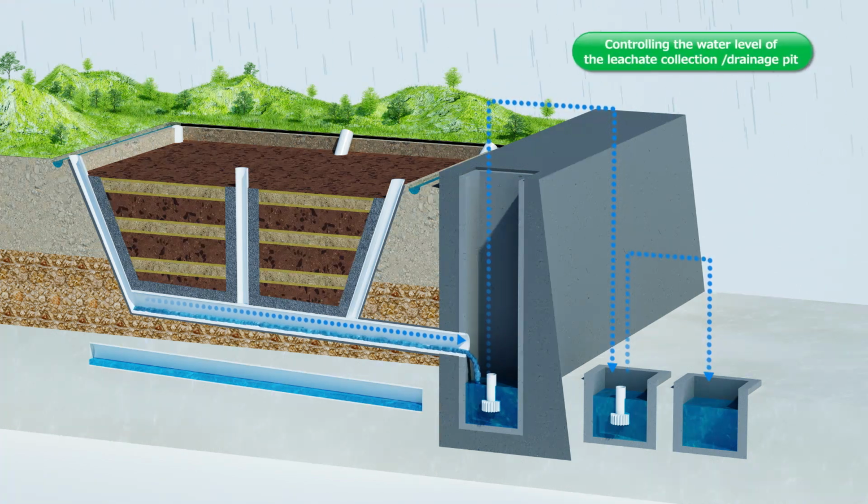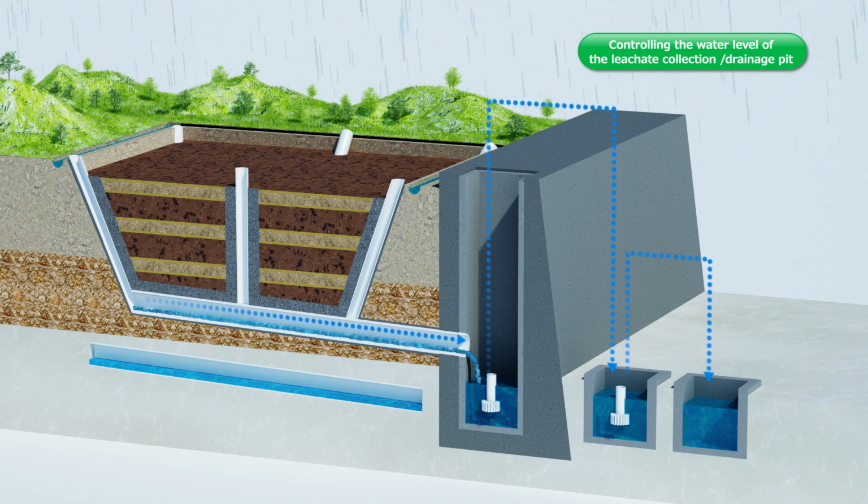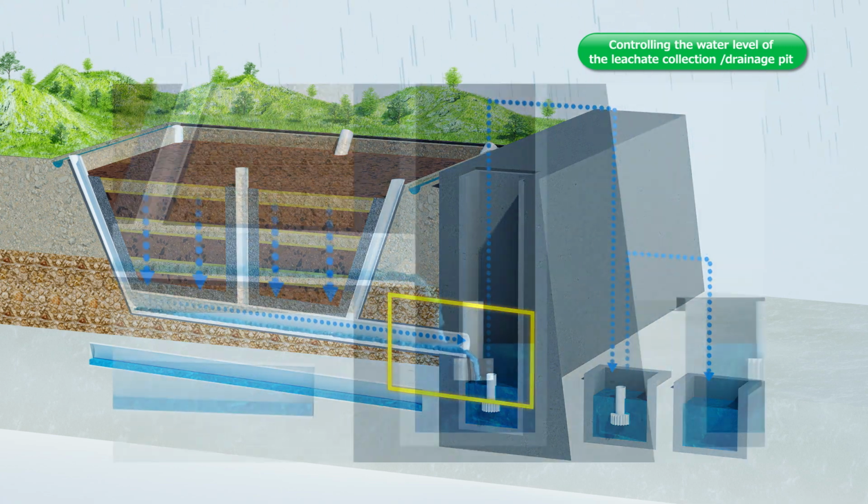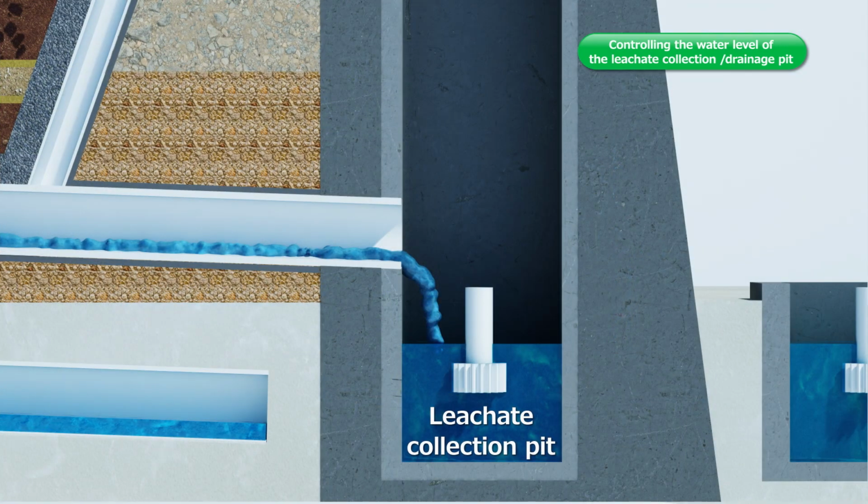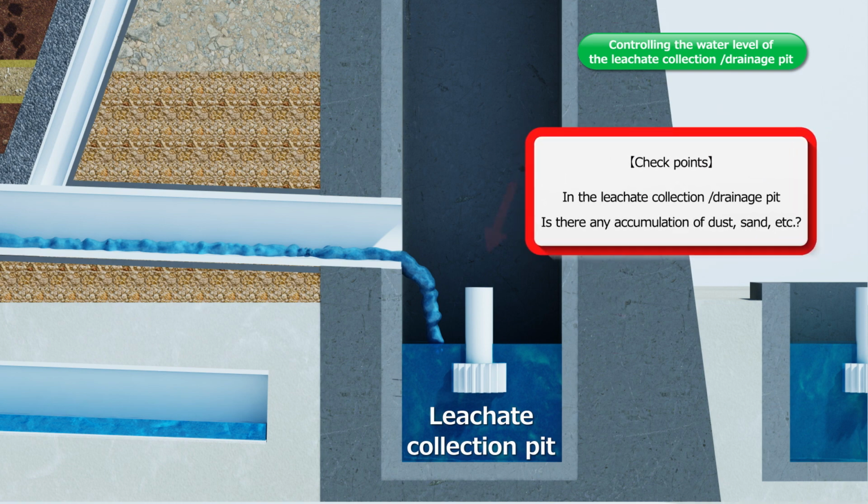In the Fukuoka method, collection and management of leachate is very important. Without proper management, it will adversely affect the surrounding environment and hinder the early stabilization of the landfill site. During the maintenance and management of the leachate collection and drainage pits, regular checks are made to ensure that there is no accumulation of dust, sand, and so on in the pits. Depending on the situation in the pit, we clean the pit with high-pressure water to maintain a state in which water can be sent to the leachate regulating reservoir.